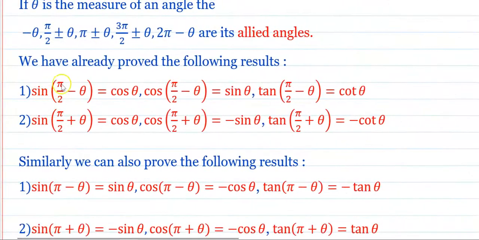What is that? Sine of pi by 2 minus theta is cos theta. Cos of pi by 2 minus theta is sin theta. Tan of pi by 2 minus theta is cot theta. Okay. That is, whenever there is an integral multiple of pi by 2, the function changes.